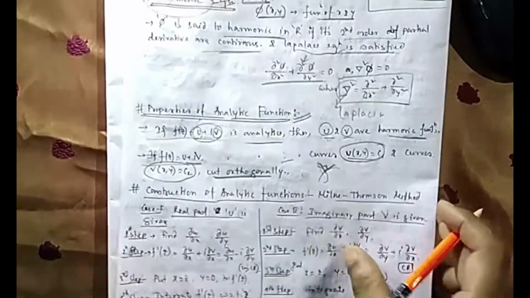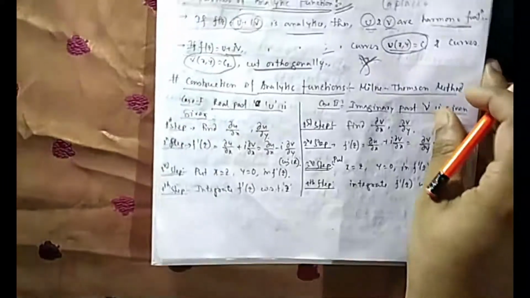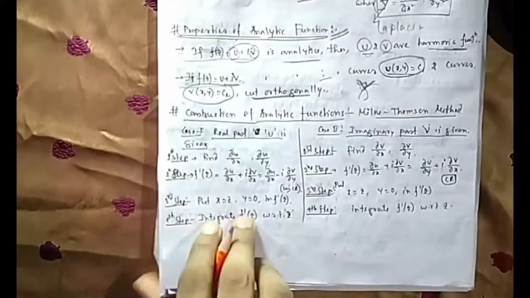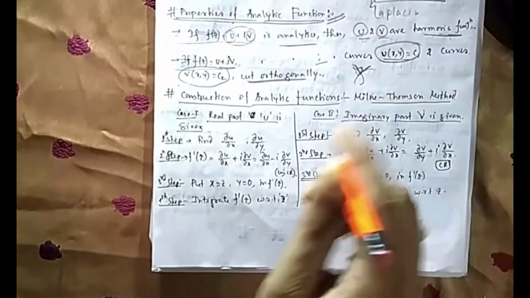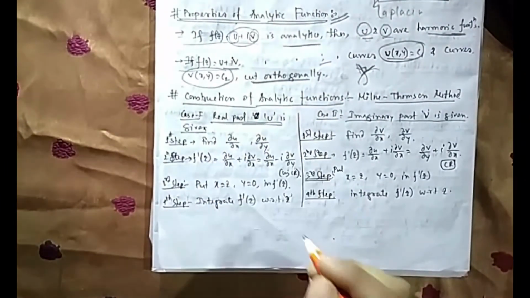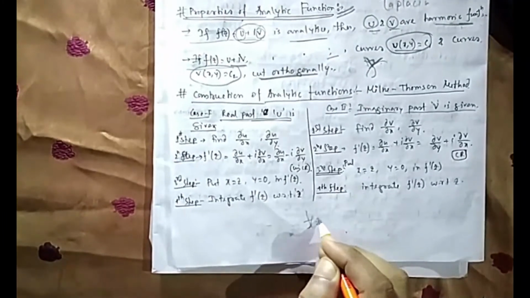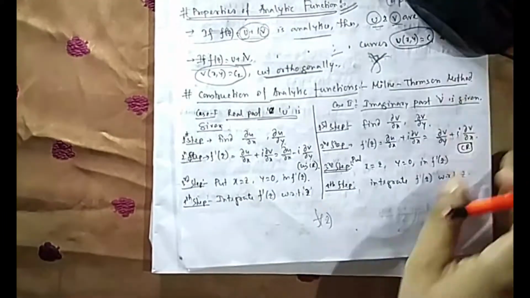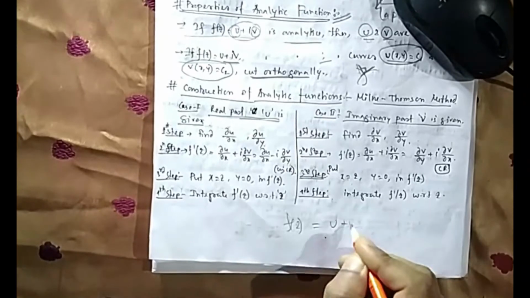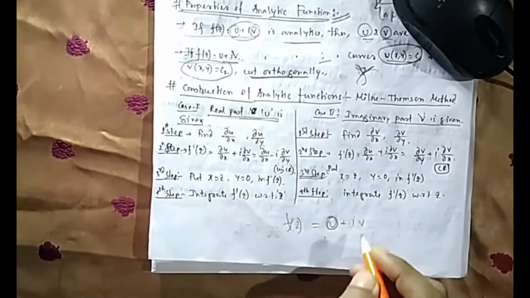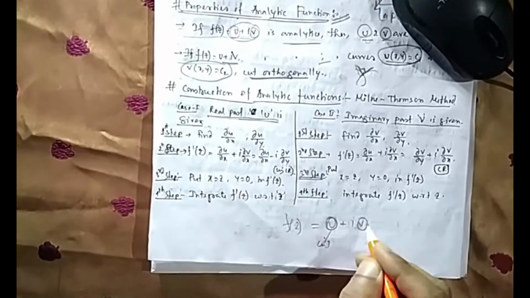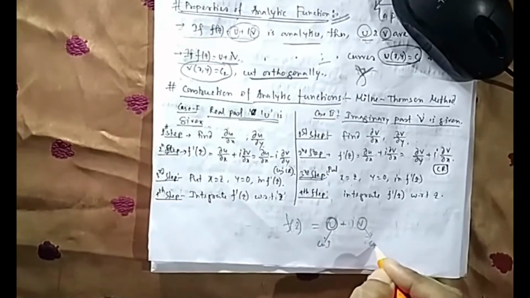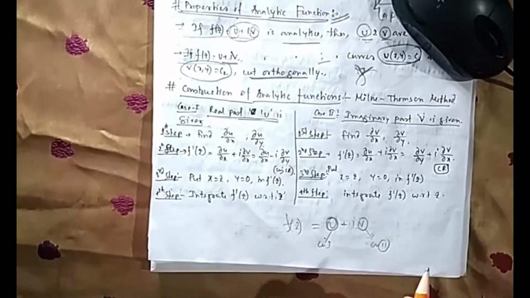Okay. Now, how to construct an analytic function? The construction becomes a little bit lengthy, but still you have to know how to construct. Suppose the real part is given to you, because the function f(z) will have two parts, u plus iv. Suppose this part or that part is given to you. There can be two cases. In case 1, suppose the real part is given, and you need to find the whole thing. In case 2, only the imaginary part is given, and you need to find the rest.